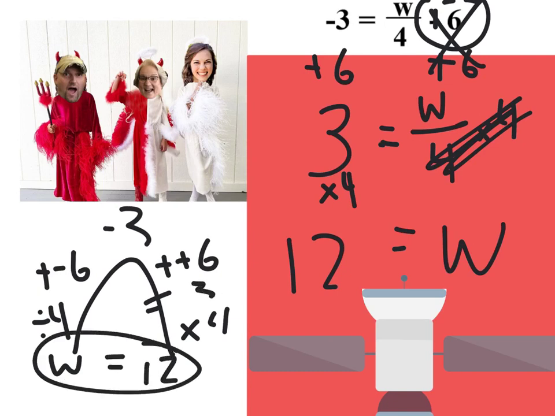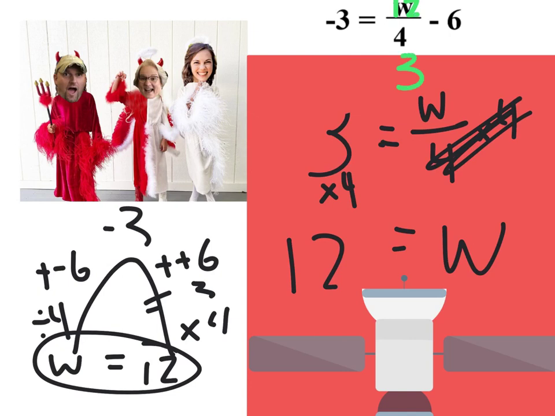Again, we could check it by taking that and plugging it back in. So let me plug that 12 back in. If I put 12 right there, 12 divided by 4 is 3. So then 3 minus 6 is negative 3. And does it match? Yes, that's our answer.